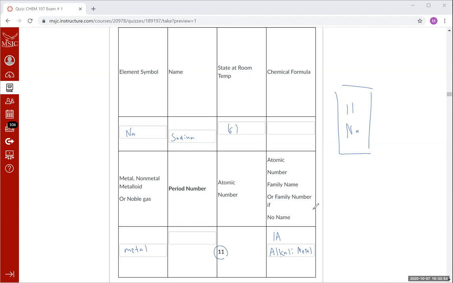Okay, now are metals typically atomic, diatomic, or polyatomic? Atomic. So the formula would just be sodium. Does that make sense to everyone? Yes. Perfect. Now for the period number, sodium, looking at the periodic table, is in the third row. Okay, perfect.